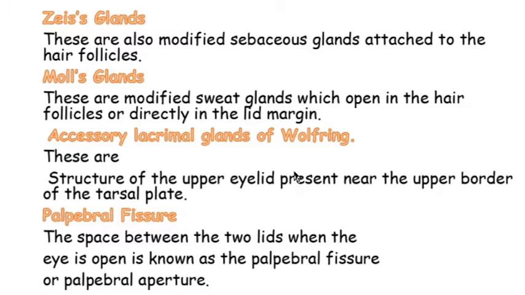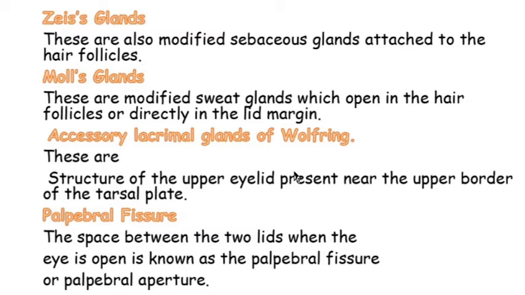Then we have the glands of Zeis. These are also modified sebaceous glands attached to the hair follicles. Then we have the glands of Moll. These are modified sweat glands which open in the hair follicles or directly on the lid margin. Then we have the accessory lacrimal glands of Wolfring. These are structures of the upper eyelid present near the upper border of the tarsal plate.